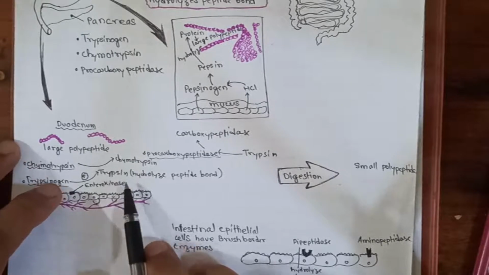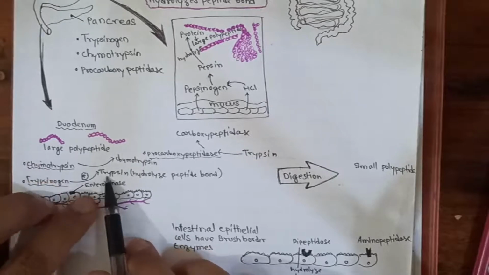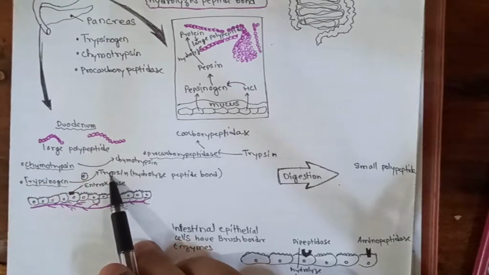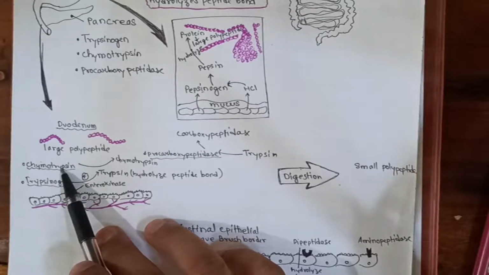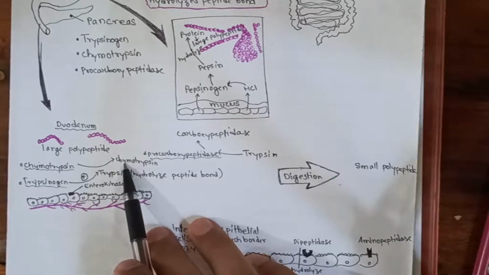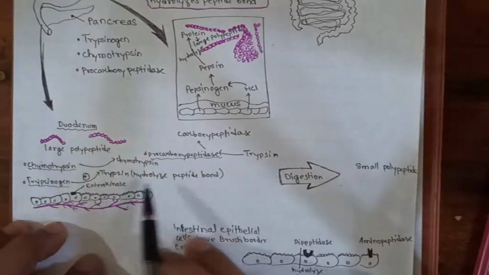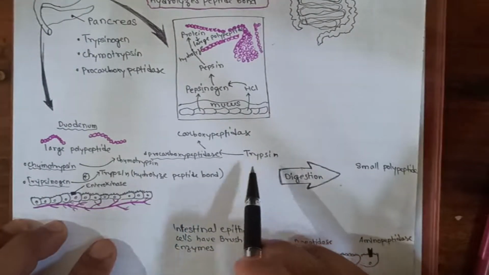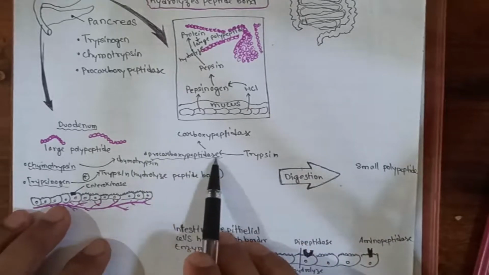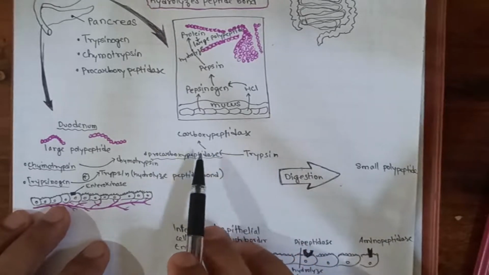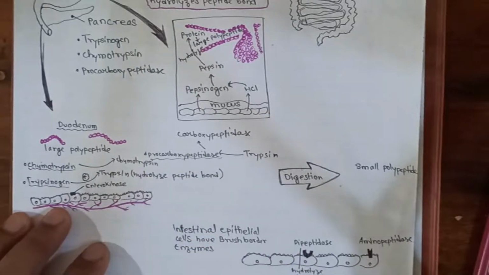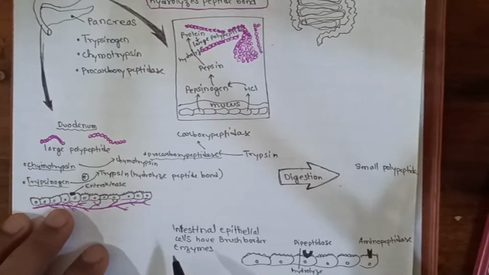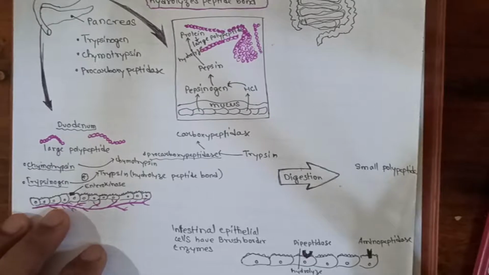Then this trypsin hydrolyzes peptide bonds, and again it helps the conversion of chymotrypsinogen into chymotrypsin. This trypsin again helps the conversion of procarboxypeptidase into carboxypeptidase, where all these enzymes, trypsin, chymotrypsin, and carboxypeptidase, all help in hydrolyzing the large peptide bonds. Hydrolyze means breakdown of large proteins, I mean break down into smaller particles.